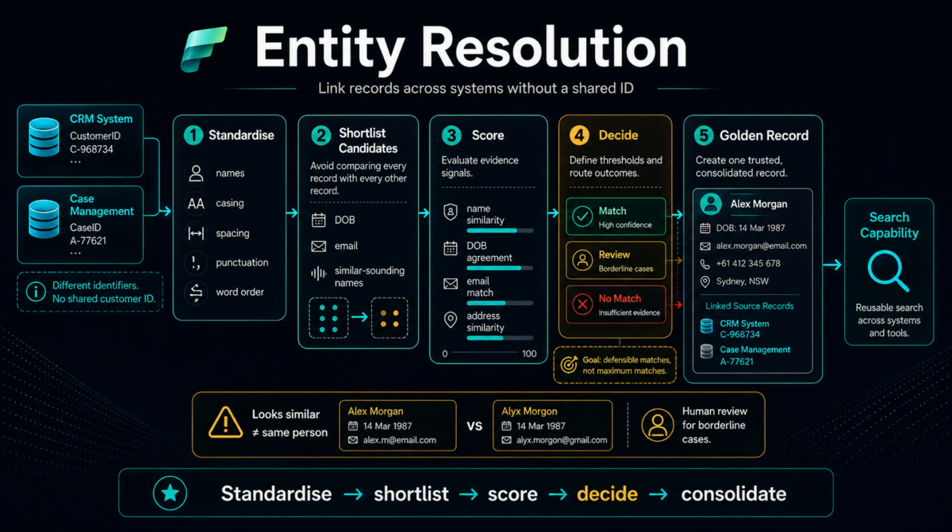So we use some relatively simple signals. Maybe the same date of birth, the same email address, or names that sound similar to identify pairs that are worth investigating. Then we score those candidates. How similar are the names? Do the dates of birth agree? Do the emails match? And then comes the most important part: the decision.